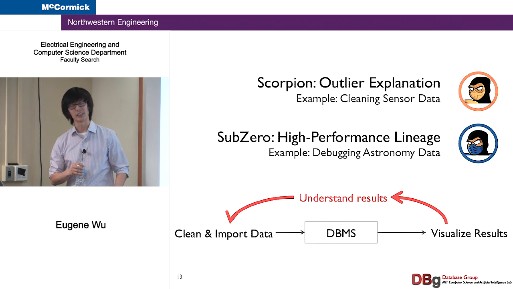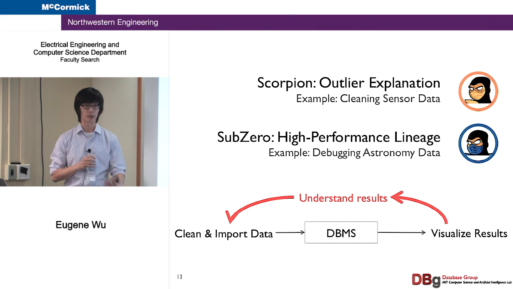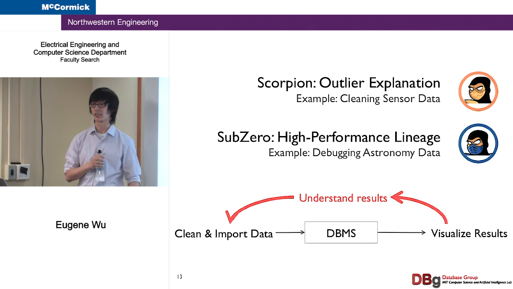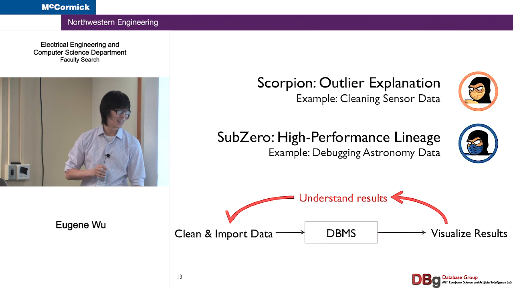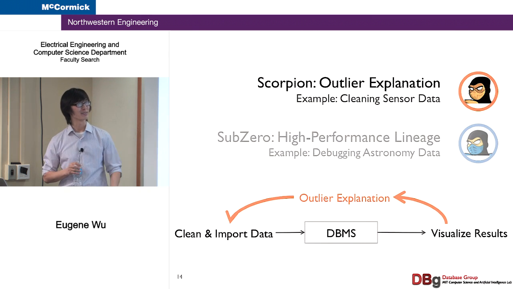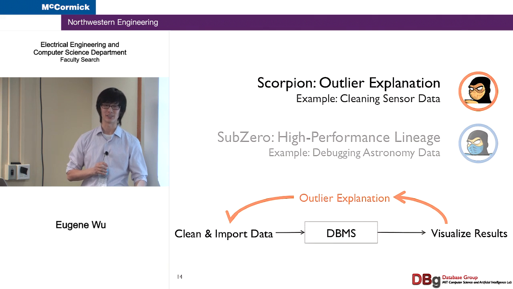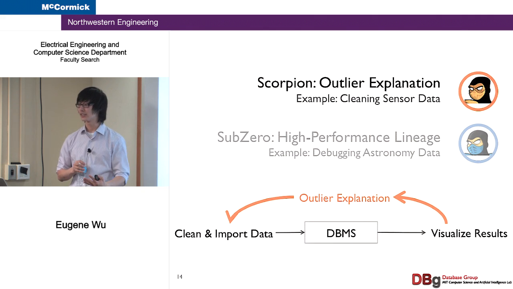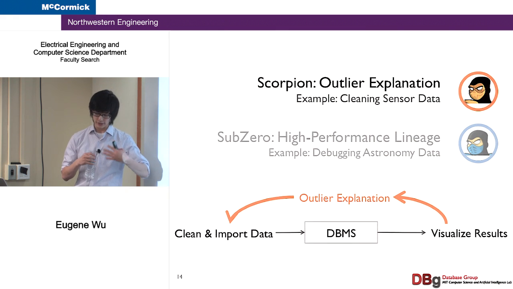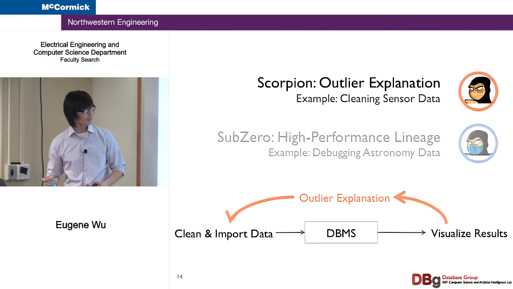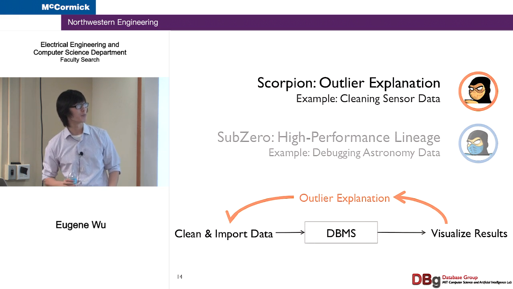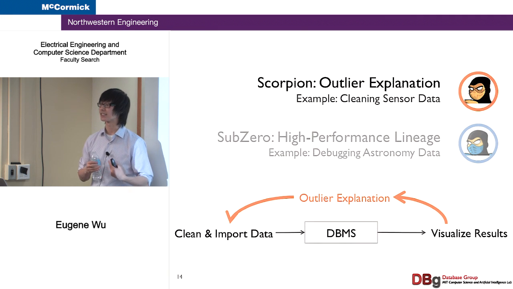And to this end, I'll talk about two systems I built in the latter part of my PhD, Scorpion and SubZero, that help close this loop from the results back to the inputs. And I'll start by talking about Scorpion, which is an outlier explanation tool. And so one form of outlier we've seen are these lung cancer costs, right? And other forms of outliers you can see from other types of cost analysis, other types of survey and polling data, or even just cleaning your data. And so in this part of the talk, I'll describe Scorpion in the context of cleaning sensor data.